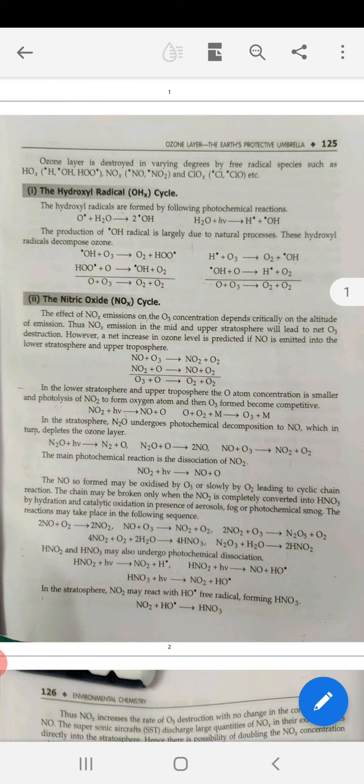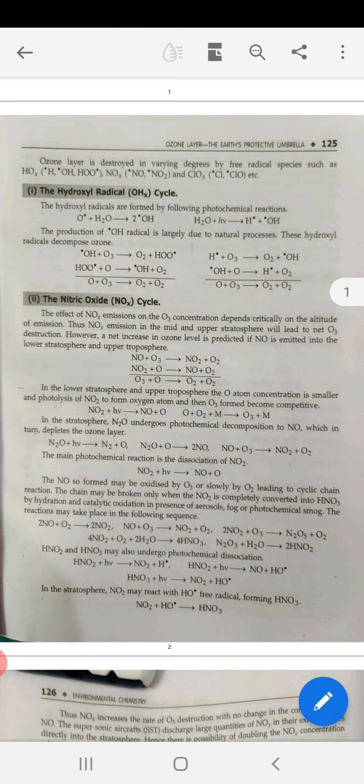First, OH free radical combines with ozone to form oxygen and HOO free radical. HOO free radical combines with an oxygen atom and forms OH free radical and oxygen. The net reaction is an oxygen atom combines with ozone to form two oxygen molecules. Similarly, in the case of hydroxyl radicals, H free radical combines with ozone to form OH free radical and oxygen. This OH free radical combines with oxygen atom to form H free radical and oxygen, and the net reaction is an oxygen atom combines with ozone to form two oxygen molecules.